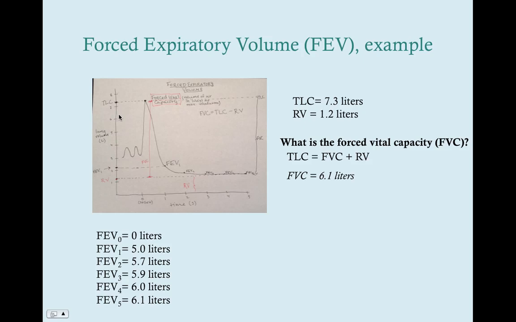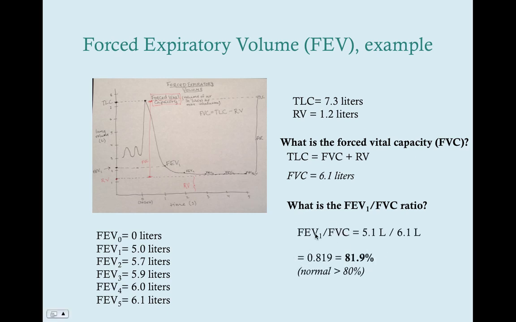Since the most air we can have in our lungs is 7.3 liters, and the residual volume is 1.2 liters, the difference is the 6.1 liters that we're breathing in. Now we know our forced vital capacity. Now we're having the patient breathe into this machine. The amount that they are breathing out in 1 second is about 5 liters. So now we want to know what the FEV1 over FVC ratio is. Since we know FVC is 6.1 liters, and they can breathe out 5 liters in 1 second, then their FEV1 over FVC ratio is 81.9%, so this is normal, as in a normal person.